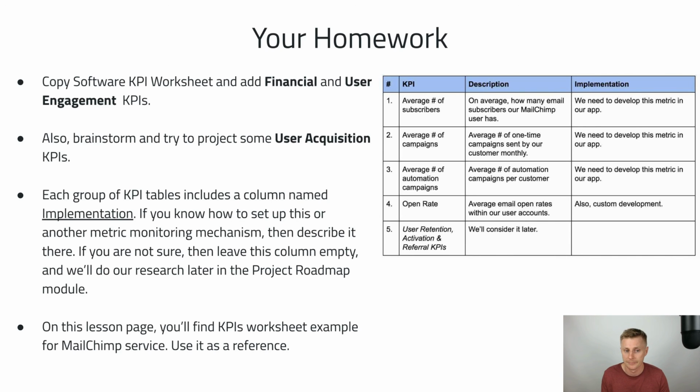Also, on this lesson page, you will find a link to a KPIs worksheet example for MailChimp, a mail marketing automation software. Please use it as a reference. It will help you a lot. So take your time, think about your KPIs, copy our worksheet and put it all there. We will be happy to review your metrics and help you out with it. And if you have any questions regarding your home assignment, share your worksheets with us and leave us a question via support.